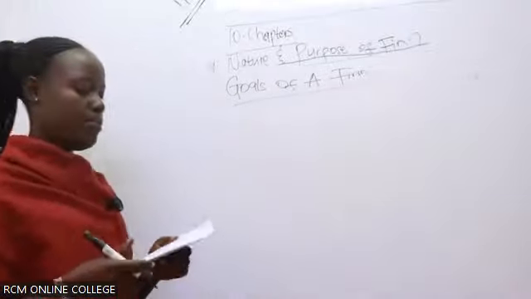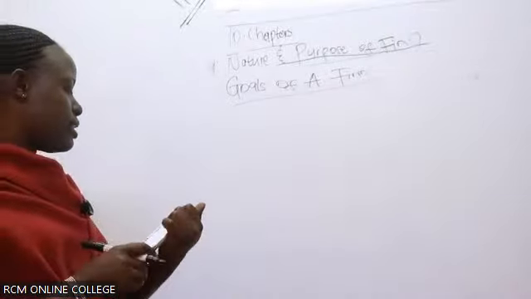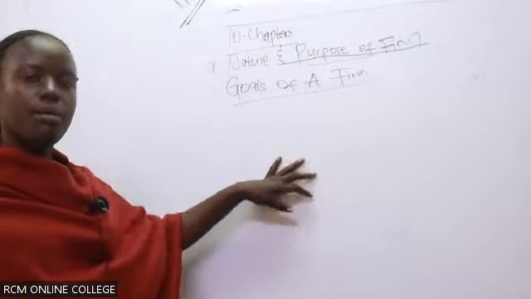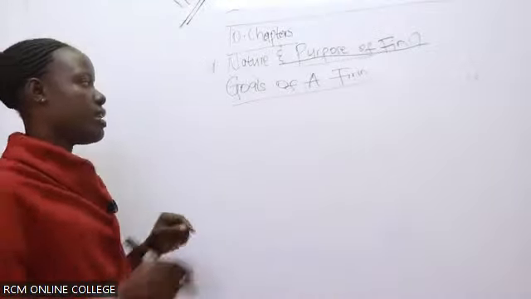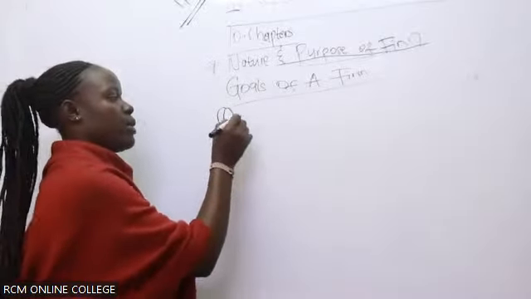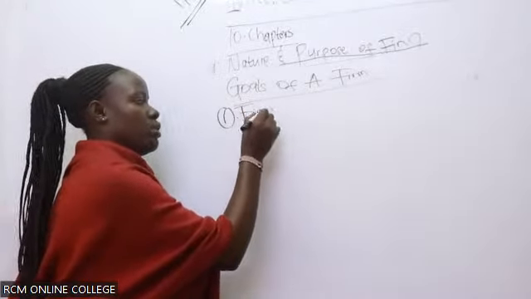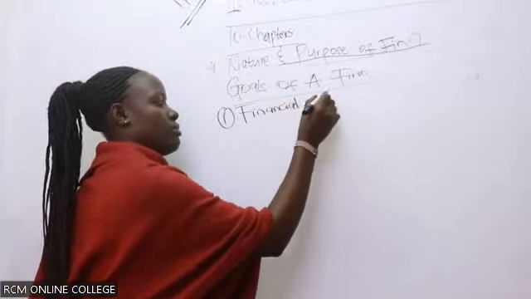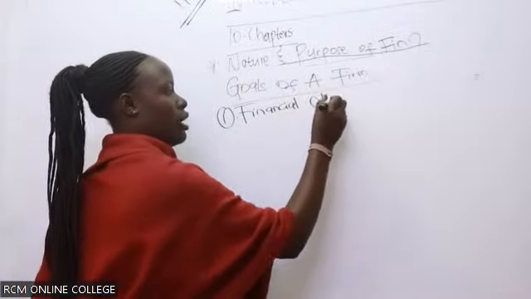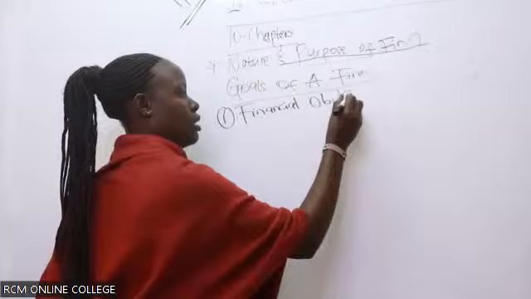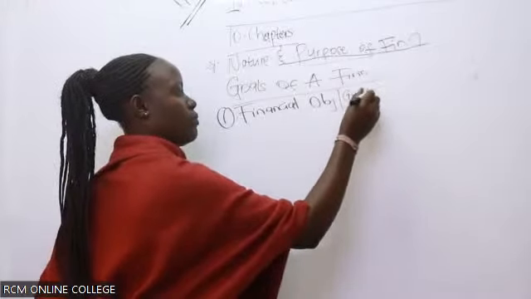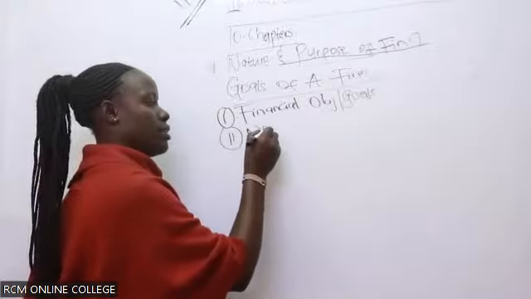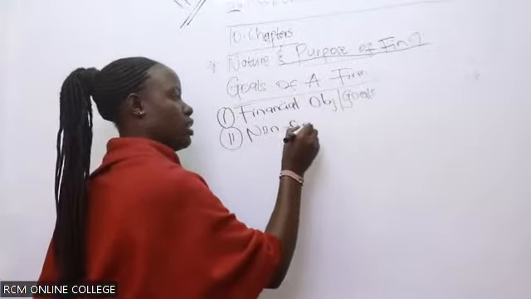On the goals of a firm, we can say that an organization or a firm has two main goals, two main objectives. The first is the financial objective or goal, and the second is the non-financial goal.